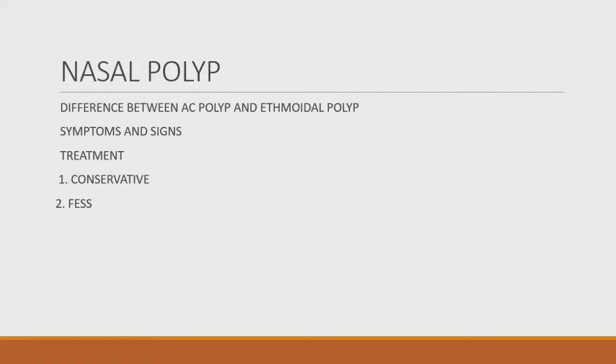The antrochoanal polyp has three parts, that is the antral, choanal and the nasal part, whereas the ethmoidal polyp will project out from the anterior nares. Symptoms and signs include nasal obstruction, and allergy to dust can also be seen here. Conservative medical treatment can also be given. FESS is the major surgical approach.